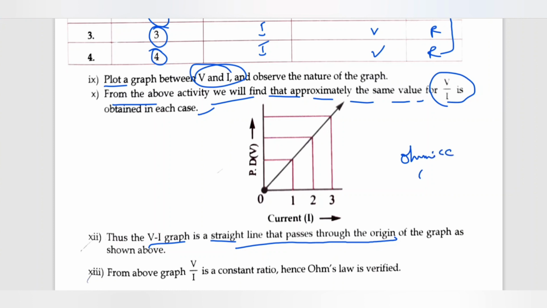So what are ohmic conductors? The conductors which follow Ohm's law are called ohmic conductors. So from the above graph, V by I is a constant ratio, hence Ohm's law is verified.